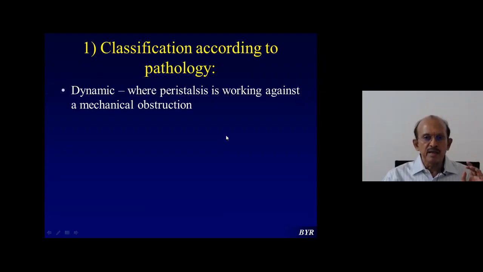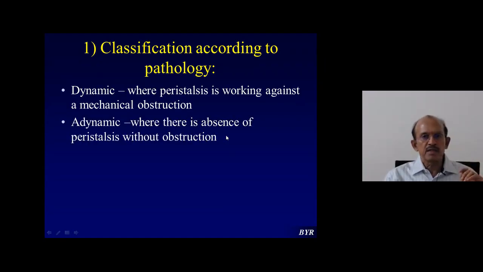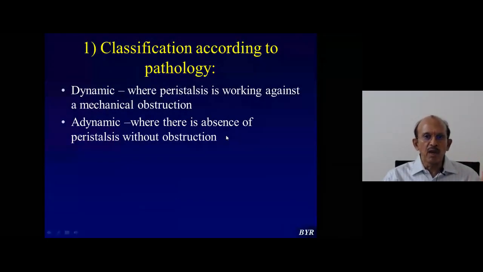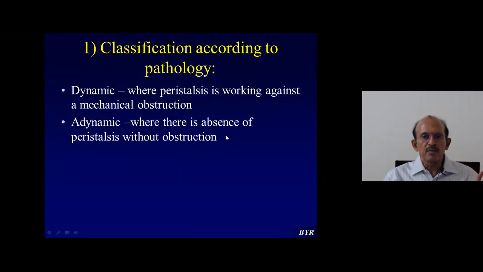Then the other thing is the adynamic obstruction. That means the opposite. That means there is no movement. There is no movement of the bowel, and that is causing the obstruction. So why is there no movement? That means there is lack of peristalsis due to some cause. If any cause produces lack of peristalsis, then there will be lack of transit of the contents. So that is also called intestinal obstruction.